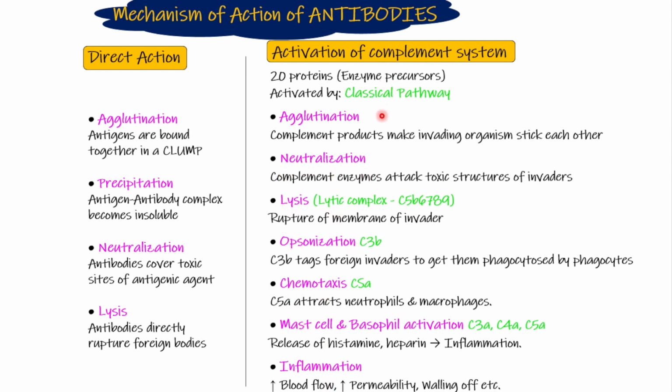Okay, so let's first discuss how antibodies can activate these enzyme precursors, which form the complement system. There are 20 proteins which are enzyme precursors which form the complement system. Antibodies will come and activate these 20 enzyme precursors, and they are activated by the classical pathway. Now, what exactly is the classical pathway, how are all the enzyme precursors converted into active enzymes, and how are they going to attack the foreign invaders, we are going to discuss in this slide.